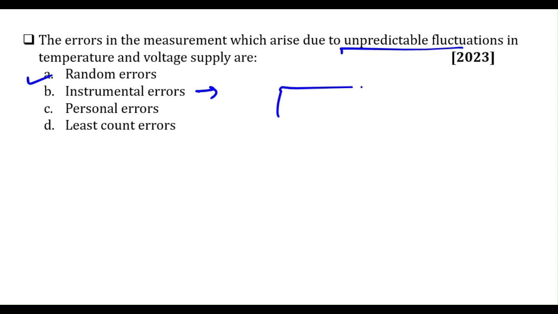For example, there is a very simple example for this. If a scale is broken from here, and instead of starting from 0, it is starting from 2 centimeter, let's say, so it has zero error. This is a kind of instrumental error.